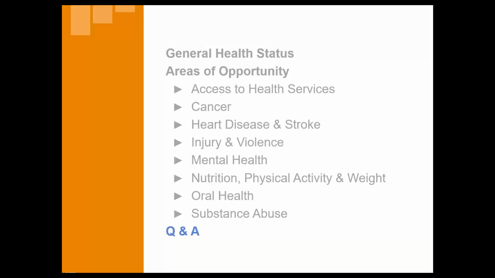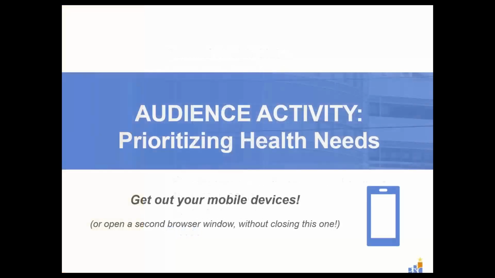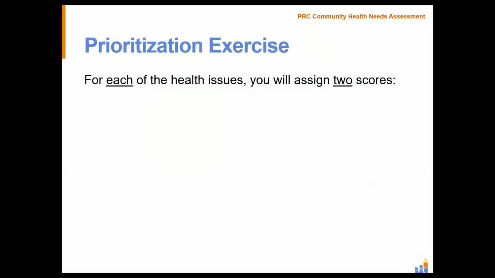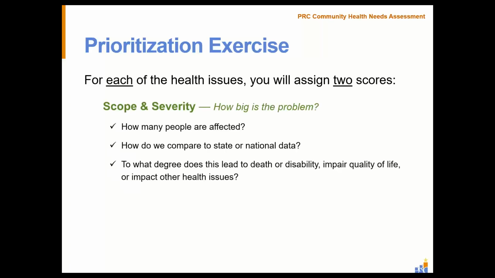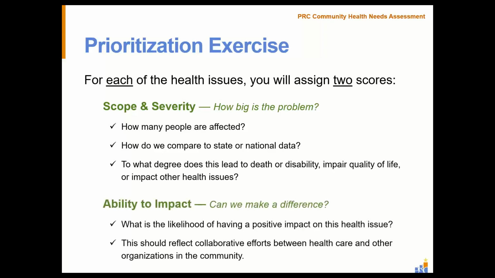We are going to keep on moving along, because I want to make sure and get your input for the prioritization process. So if you could bring back those mobile devices or go to menti.com again, we're going to complete a prioritization exercise. For each of the health issues, I'm going to ask you to assign 2 scores. The first score is scope and severity, essentially how big is the problem, how many people are affected, how do we compare to the state or the national data, to what degree does this health issue lead to death or disability, impair quality of life, or impact other health issues, and then ability to impact.